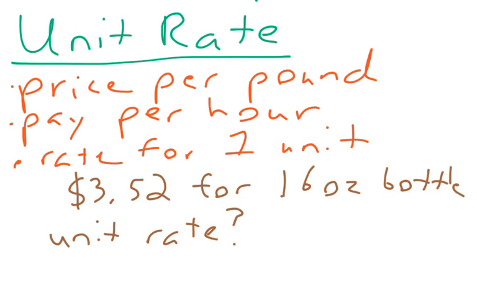And so that brings us to unit rates. Unit rates basically tell you how much one thing is worth, or, let's say, how many miles per hour you're going. Like if you ask somebody what's the price per pound, that's a unit rate.